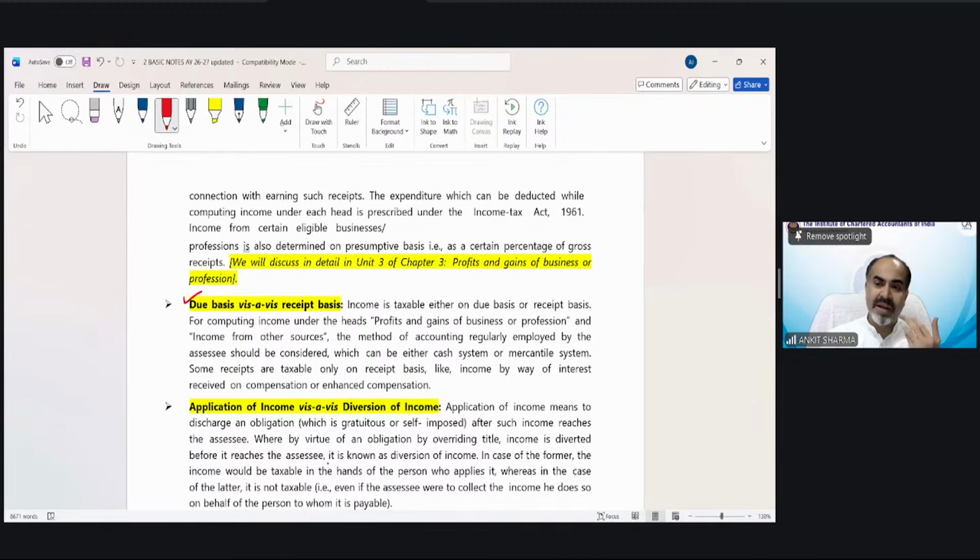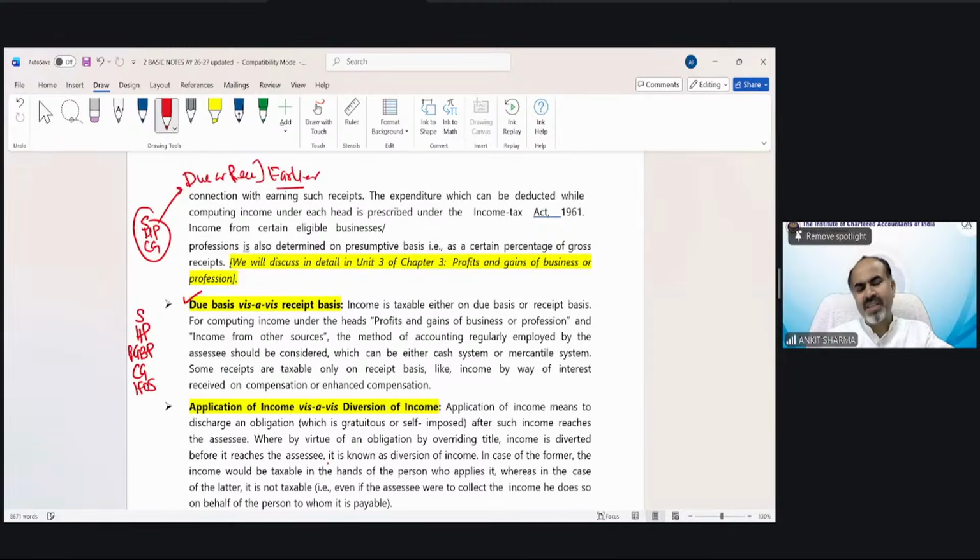Due basis versus receipt basis. So income could be taxed on due basis as well as on receipt basis. We have 5 heads of income: salary, house property, PGBP, capital gain, and income from other source. So in case of salary, house property, and capital gain, the income is going to be taxed on due or receipt, whichever is earlier. You will understand this concept when we discuss these provisions, these chapters in detail.